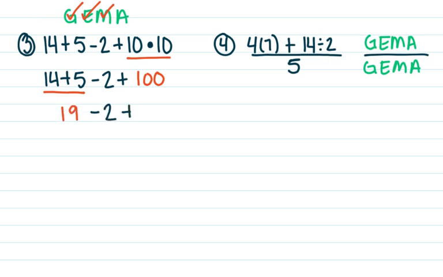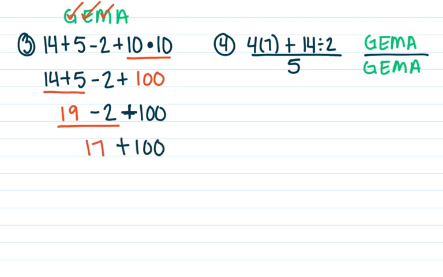Everything else remains the same. I still have addition and subtraction in this problem. So again, I'm going to do whichever one comes first in my list of numbers. And this time it is subtraction. So 19 minus 2 is 17.